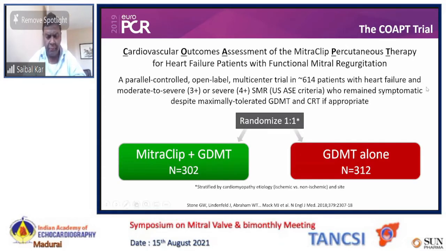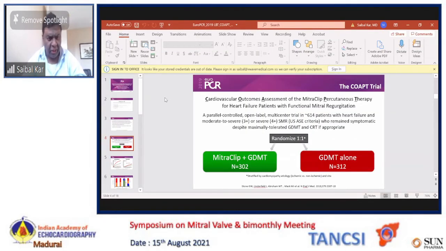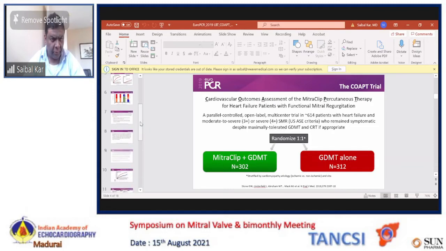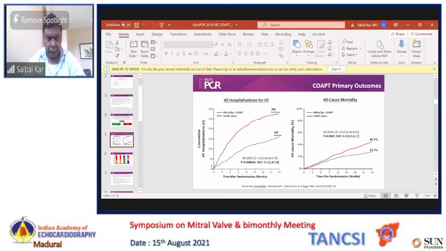If you take patients, this was the COAPT primary outcomes, right? We all know this, right? There was a difference in heart failure hospitalization, a tremendous difference. We also showed a tremendous mortality benefit, which was extending to 2 years.